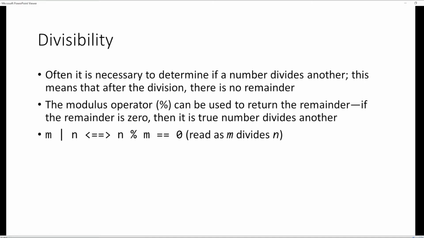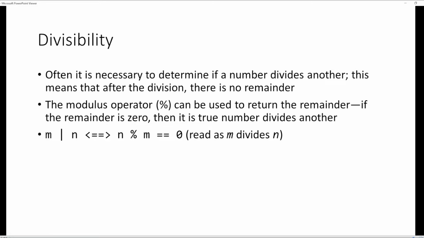Often it is necessary to determine if one number divides another number. That means it divides it with no remainder. For example, 4 divides 20 because there's no remainder. 4 does not divide 21 because there is a remainder.